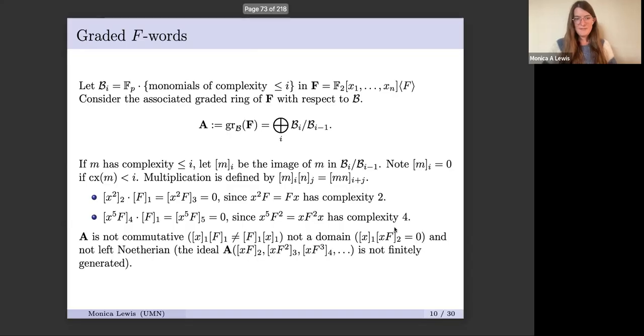We've seen that it is not a domain. And it is also not left Noetherian. So the ideal, or left ideal, I should say, generated by xf^i for all i is not a finitely generated ideal. So essentially all of the nice properties that hold for the associated graded of the Bernstein filtration on D-modules don't hold for the associated graded of the Bernstein filtration of F-modules. Not commutative, not a domain, not Noetherian. So that might seem like we have cause to be very pessimistic about this object being useful, but if you play around with it enough, it's actually surprisingly not as bad as it would initially appear.